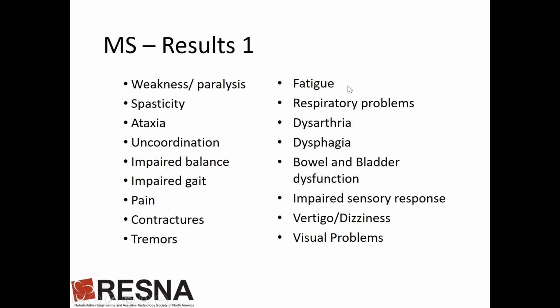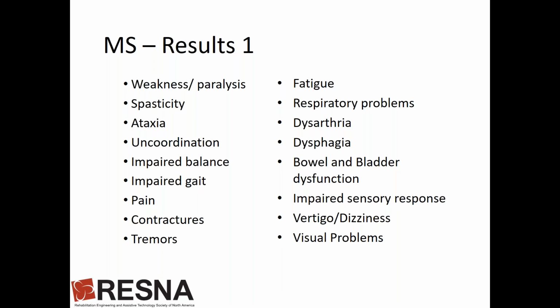You see a lot of fatigue with MS. That is a big factor, so energy conservation is really important. Respiratory problems are going to be more related to endurance and fatigue, not as much a respiratory problem like you see with ALS, but you can have the muscles in the neck that are affected, and so therefore you'll have dysarthria and dysphagia. So dysarthria is speaking clearness, and dysphagia is swallowing.